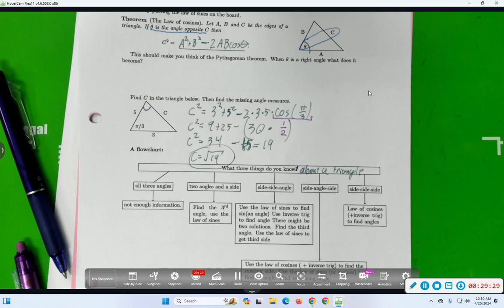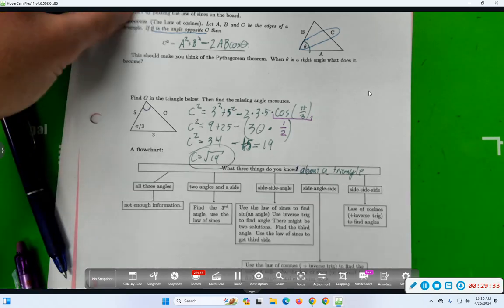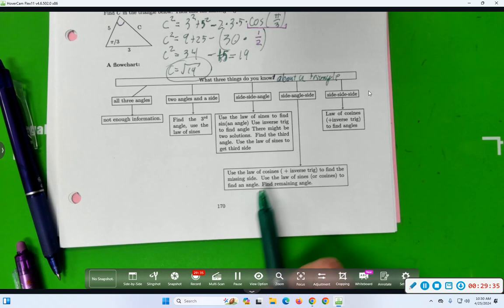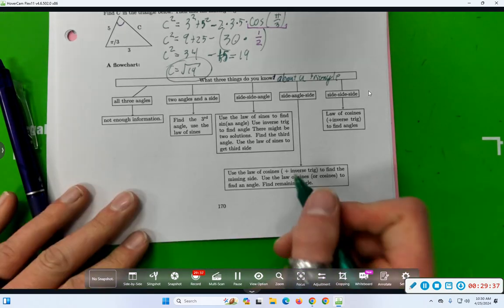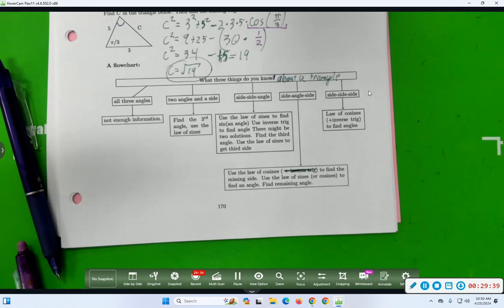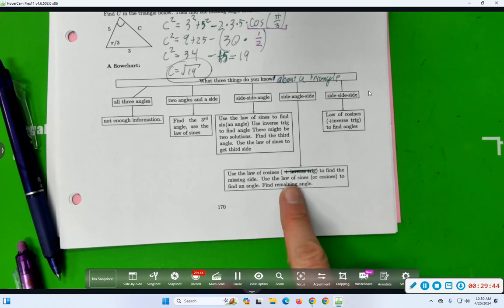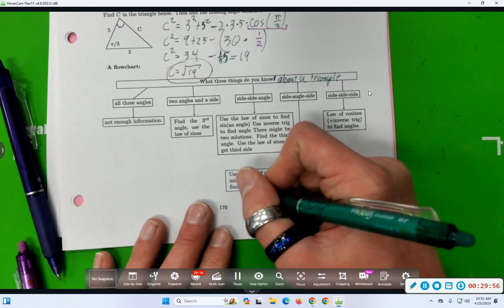If you see a side-angle-side triangle, then you can use the law of cosines. You don't need inverse trig to find the missing side length, like we just did. Now you can use the law of sines or the law of cosines, if you like, to find the remaining angles. And I'll give a caution on the next page when you use the law of sines. Well, I can write it on this side.